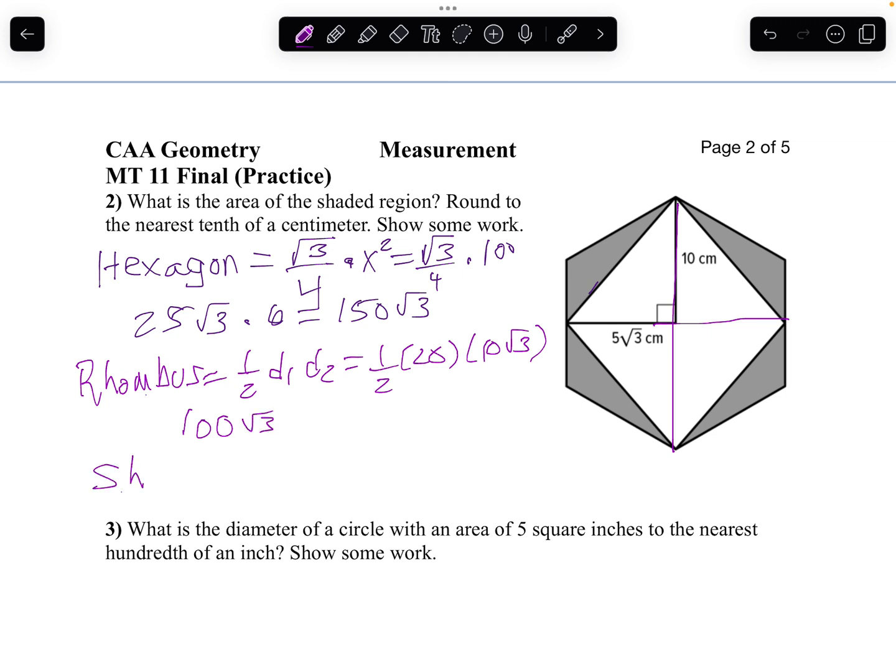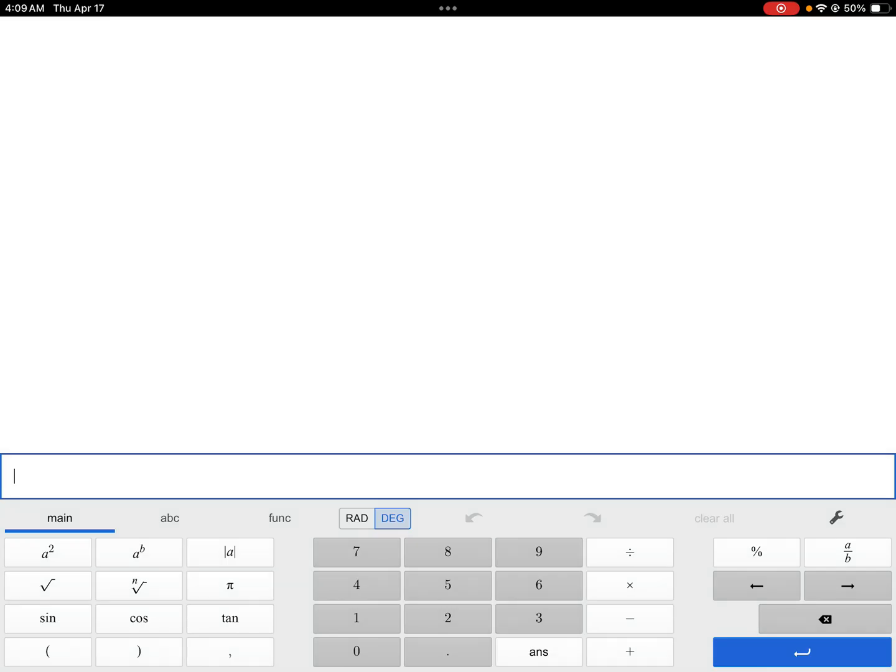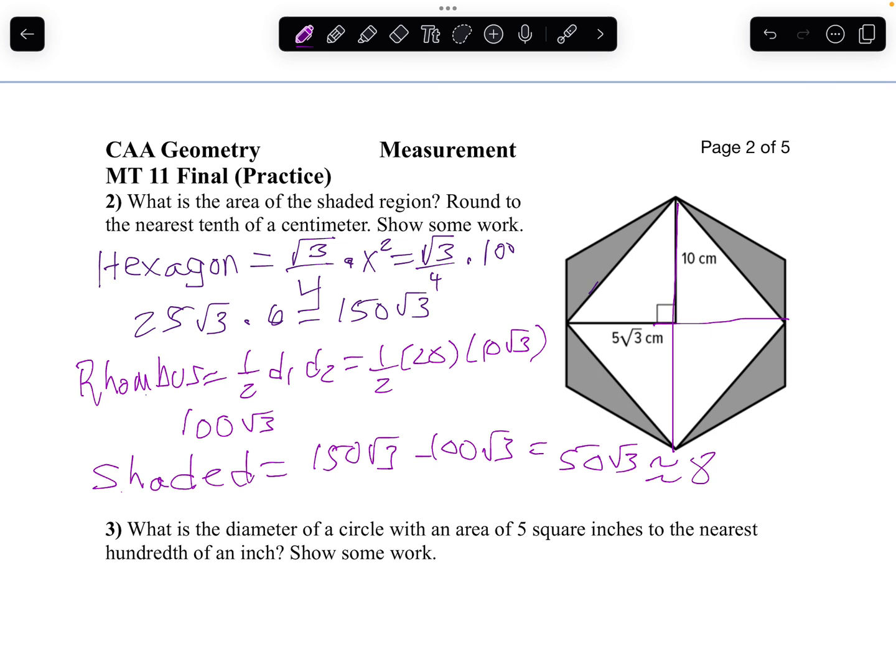So my shaded region is going to be 150 square roots of 3 minus 100 square root of 3, which is 50 square root of 3. But I want to round it to the nearest tenth of a centimeter, so I don't want the square root of 3. Probably could have been working with decimals the whole time; I chose to work with the square root of 3. So 50 square root of 3 is 86.6 square centimeters. And there's your answer for that question.